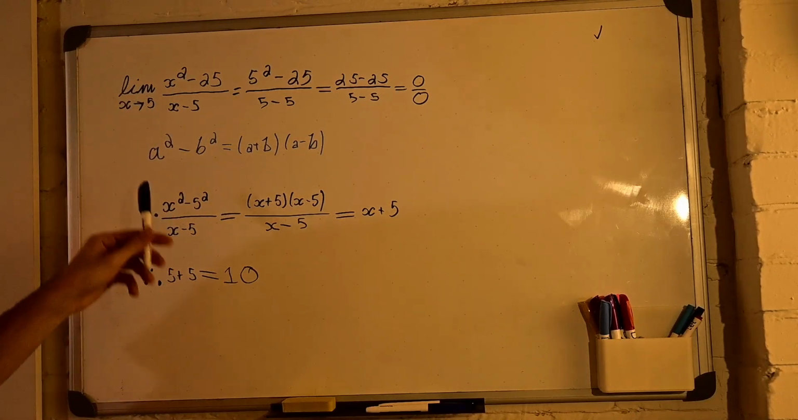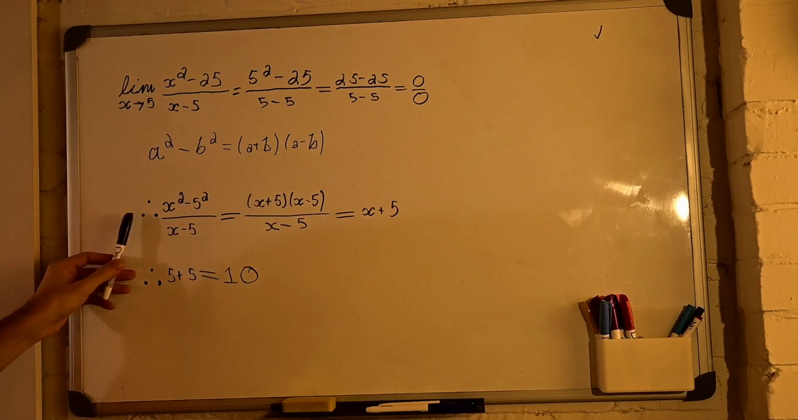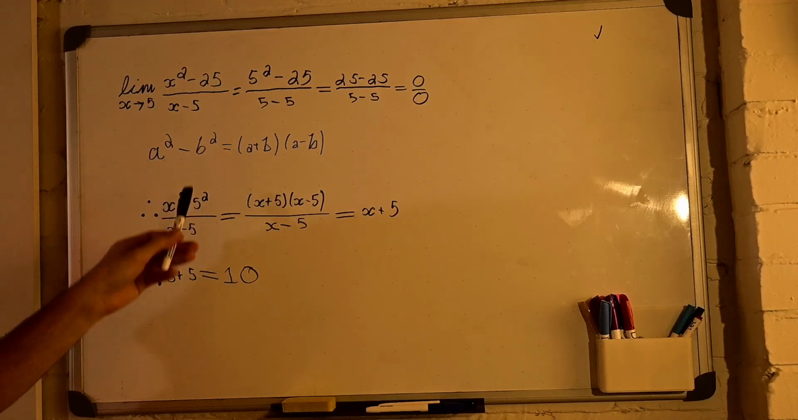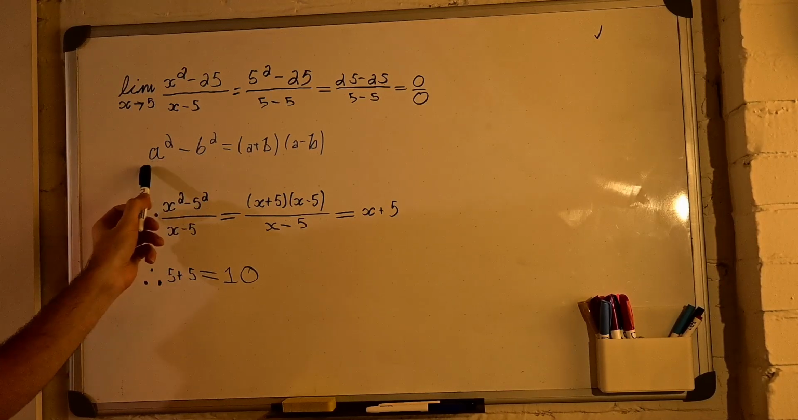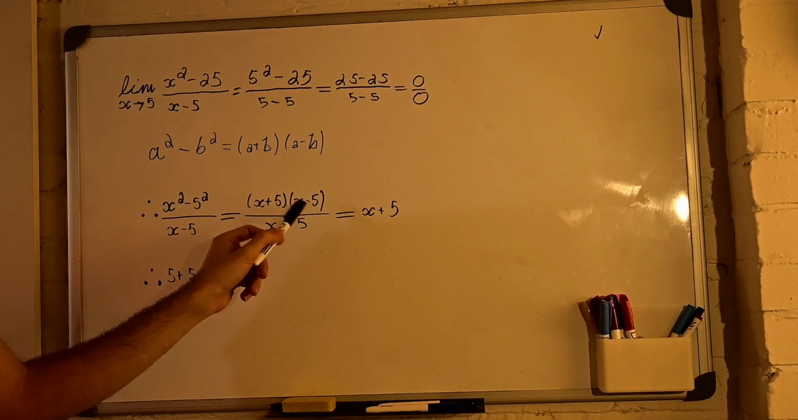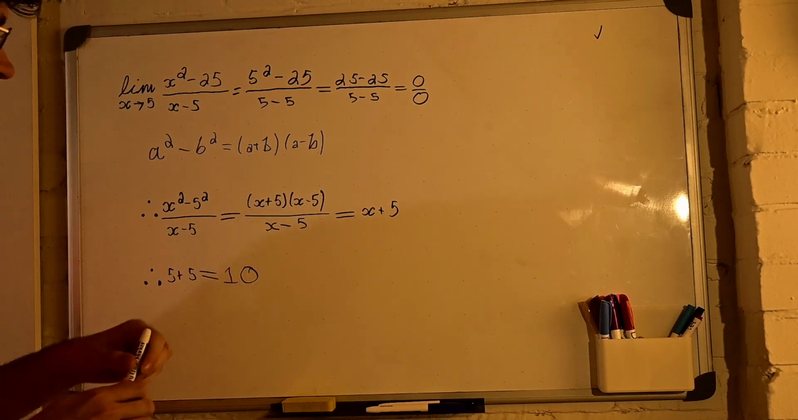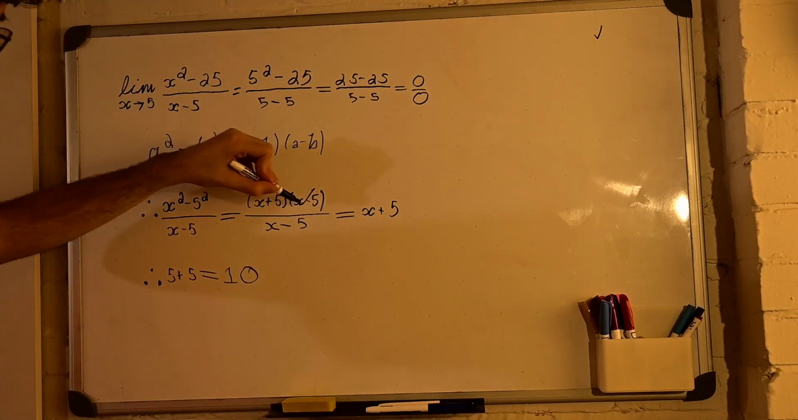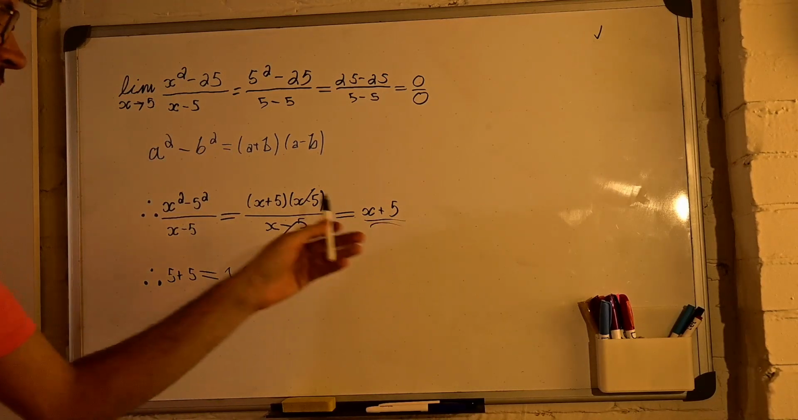So because we have a squared minus b squared, we can rearrange it like this. Over here, as you can see, I turned the 25 into 5 squared. x squared minus 5 squared, that's the same as a squared minus b squared. That becomes (x plus 5)(x minus 5), and of course it's still divided by x minus 5. So now we have x minus 5 here and x minus 5 here. We cancel out, and we're left with just x plus 5.